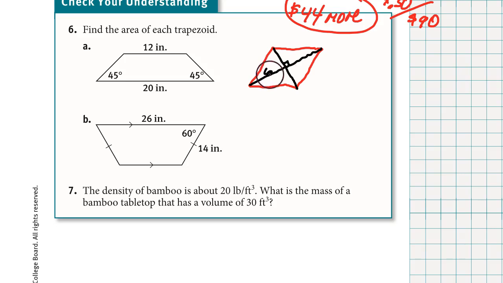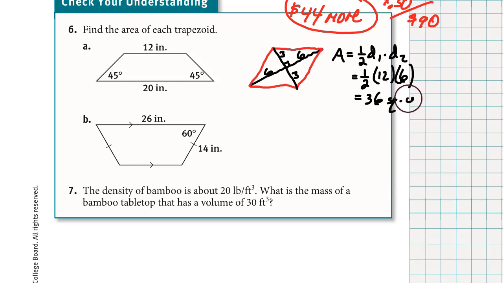Let's make believe that this is 6, this is 6, this is 3, and this is 3. And we want to find the area of that rhombus. We use the formula, area equals 1/2 times d1 times d2. This is 1/2 times 12 times 6. The answer is 36 square units.